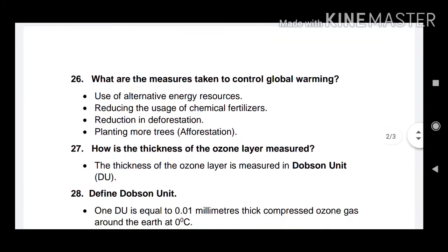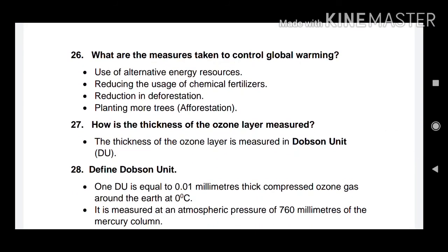The next one is, what are the measures or steps taken to control global warming? Use of alternative energy resources. Instead of using the conventional energy sources like coal and petroleum, it's high time we switched to non-conventional energy sources like tidal energy, solar energy from the sun, etc.